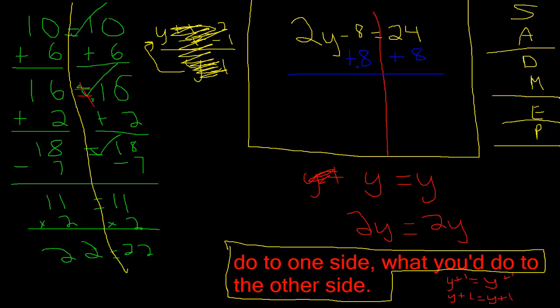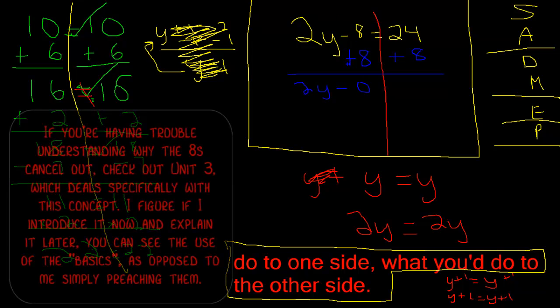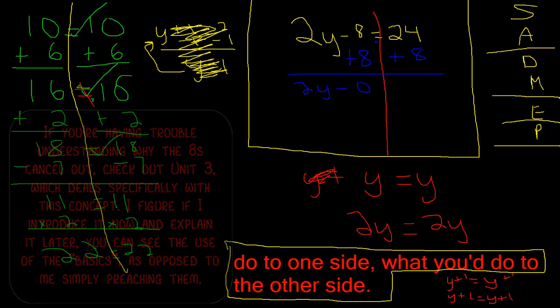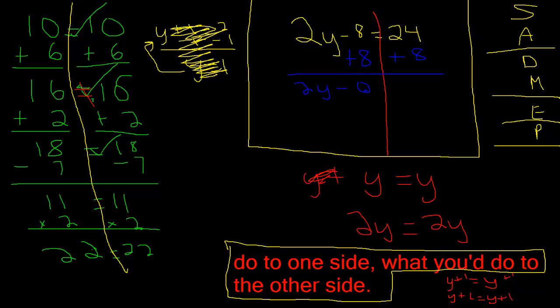And by adding 8 to this side, we get what we could call 2y minus 0, because we're not subtracting anything from it. We used to be, but we're adding 8 to it. So now this is no longer affecting this variable anymore. So why write 2y minus 0, so to speak, when we can just write 2y itself? So basically now we have 2y equals 32.